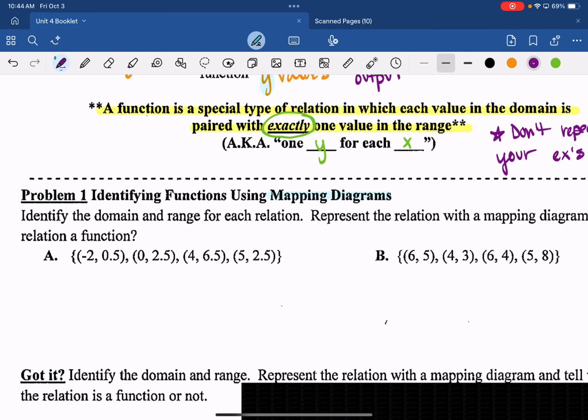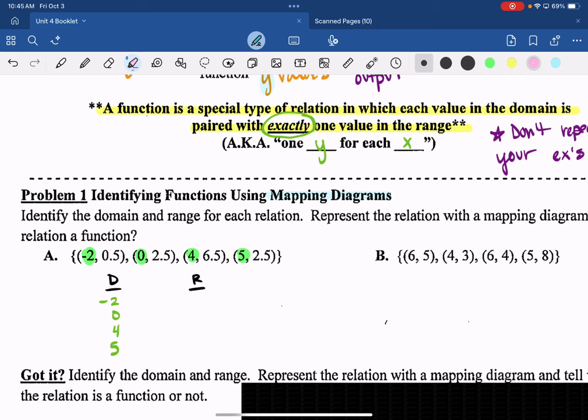So let's look down here. It says identify if it's a function using a mapping diagram. Okay, so mapping diagrams are really important. I'm going to ask you to do that on the test. Okay, you're going to need to know what I mean. Our mapping diagrams are made up of our domain and our range. Okay, and remember, domain is all my x values. So it's all the first numbers in each of my points. Okay, and I'm going to list them in order, least to greatest, and I'm not going to repeat anything if it shows up more than once. So for example, in order, I've got -2, 0, 4, and 5.